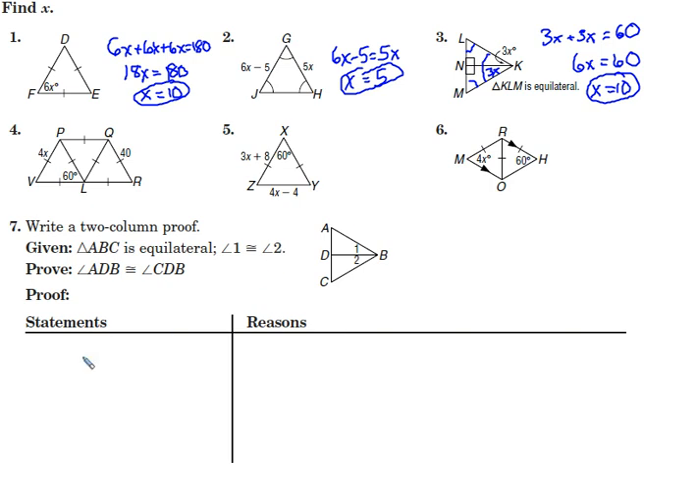Down here on number 7 we have yet another proof. Writing a two-column proof, we're given that triangle ABC, the big one, is equilateral, and angle 1 is congruent to angle 2. So let's start out by writing our given. Triangle ABC is equilateral.